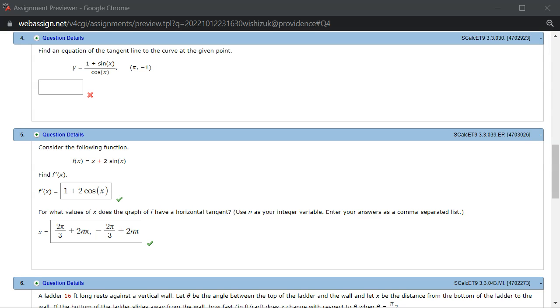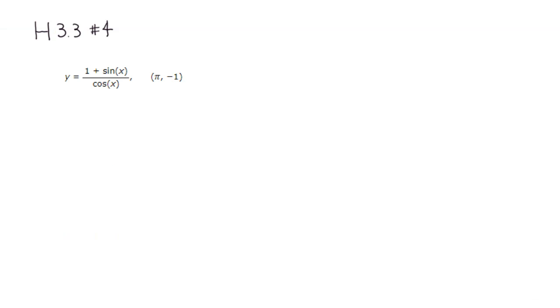All right, let's look at homework 3.3, problem number 4. We want to find an equation of the tangent line to the curve y equals (1 plus sine of x) over cosine of x at (pi, -1). The point of tangency is already given, so we know x1 is pi and y1 is -1. So all we need is the slope m. Let's find that.